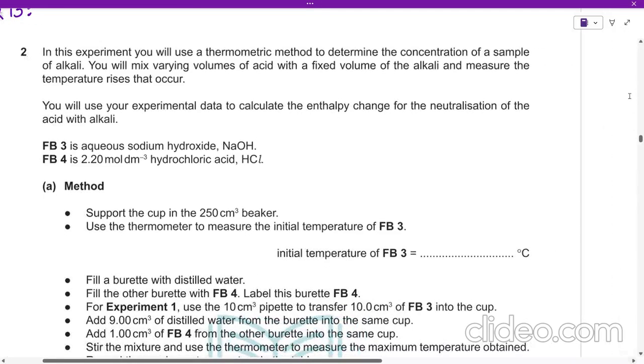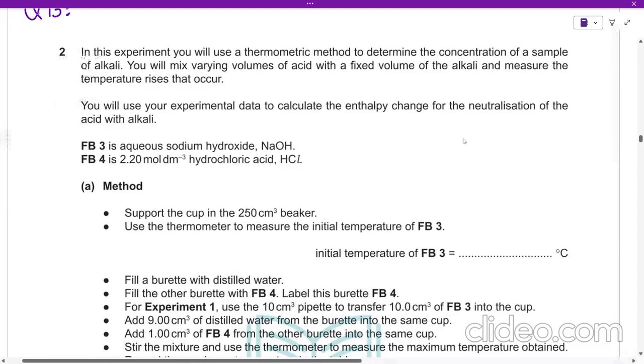Now this is another question of the enthalpy change. In this experiment you will use a thermometric method to determine the concentration of a sample of alkali. You will mix varying volumes of acid with a fixed volume of alkali. So this is an important point. We have a fixed volume of alkali and measure the temperature rise that occurs. So you will use your experimental data to calculate the enthalpy change for the neutralization of the acid with alkali. FB3 is an aqueous sodium hydroxide and FB4 is 2.2 mole per dm cube HCl.